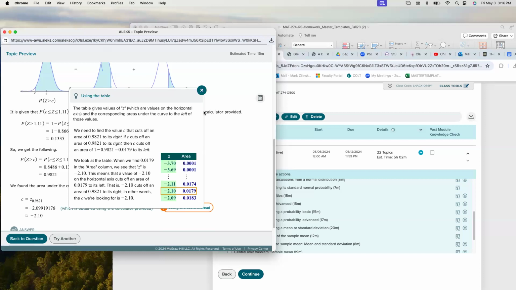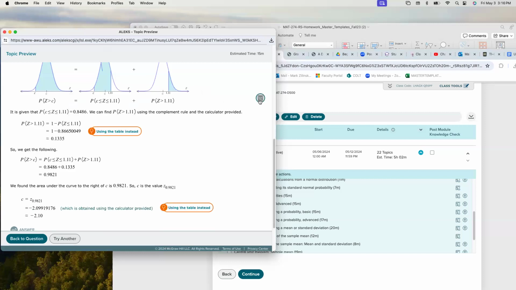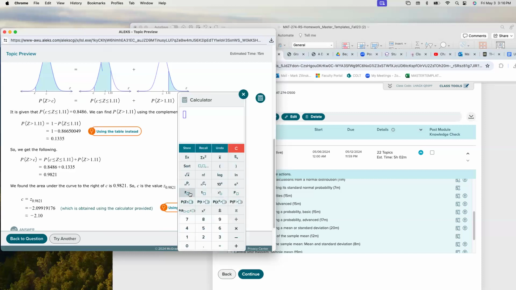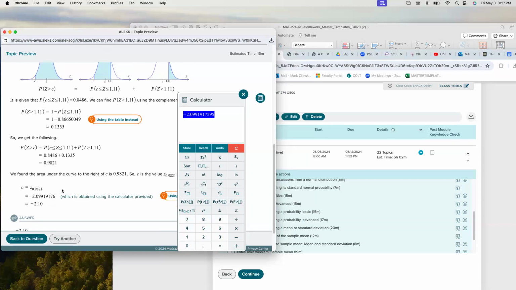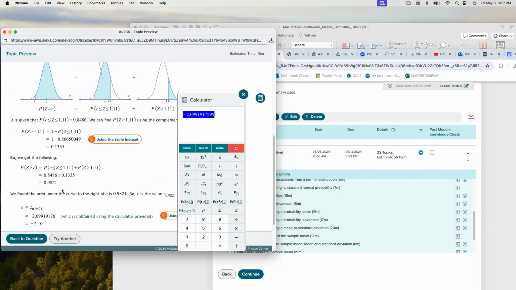They show you that example here. I would suggest you instead use your ALEKS calculator. So this would be just typing in the Z of 0.9821, like so, and I hit enter, and there's the negative 2.10 if I round it to 2 decimal places. So that's how that comes up.